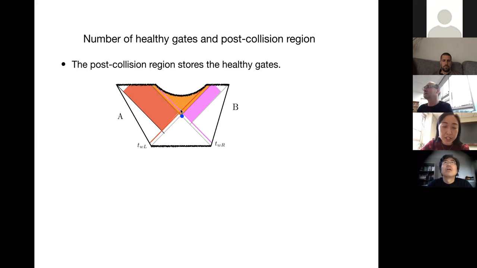The post-collision region is the region after the two perturbations. Can you see my cursor? Is this region? Yeah. But when you call volume, you mean? I compute the space-time volume, but the quantity to use actually doesn't matter.